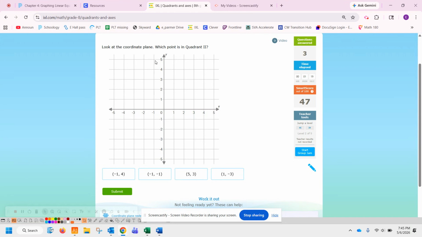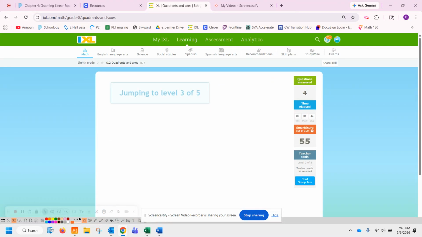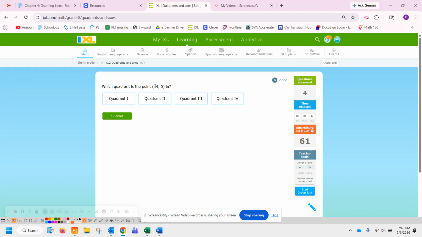So remember, quadrant 2 is this upper left-hand corner. That means it's going to have a negative x, so it has to be either this first option or second option. So negative x, but it's going to have a positive y. So negative x, positive y would be this first one. And just to confirm, (-1, 4) would be right there where my arrow currently is. Okay. Level 3, I might not give you a coordinate plane. I might just give you the ordered pairs. Again, a negative x and a positive y would be in that quadrant 2.